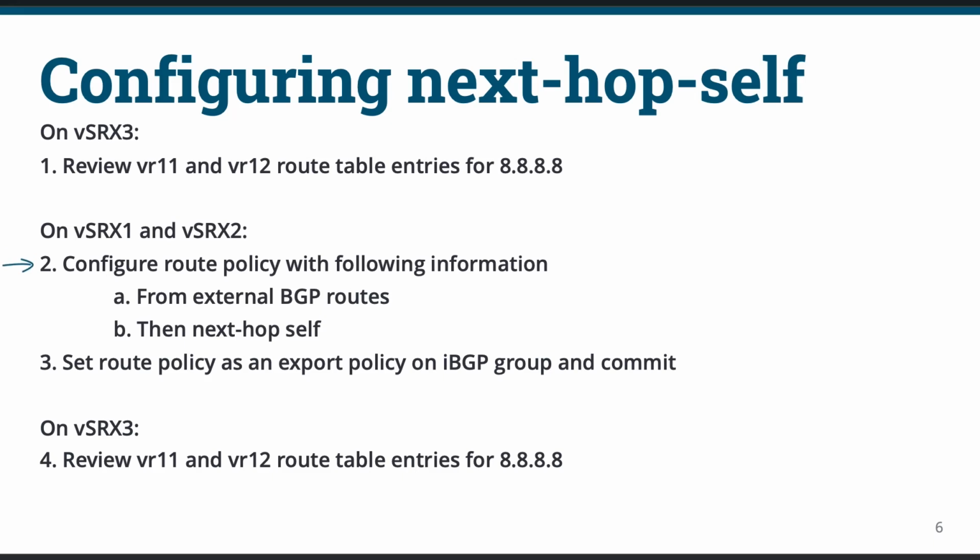The following steps will resolve the protocol next hop being unreachable by configuring a next hop self policy. On both VSRX1 and 2, our enterprise edge routers, we will configure a BGP export policy and apply it to our IBGP group to change the next hop of externally learned routes to their IBGP peering address. Once complete, we'll head back to VSRX3 to check our work and validate the entries for 8.8 are now showing active and reachable. And that'll be it. Without further ado, let's jump on in and get started.